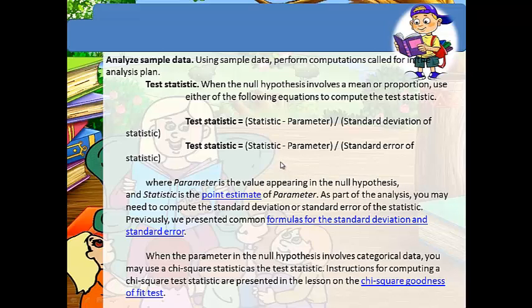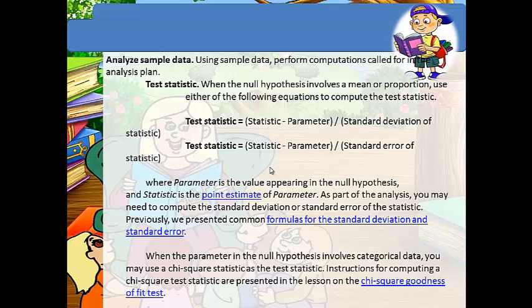Where the parameter is the value appearing in the null hypothesis, and the statistic is the point estimate of the parameter.